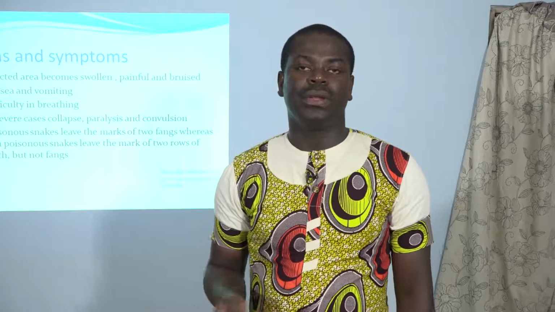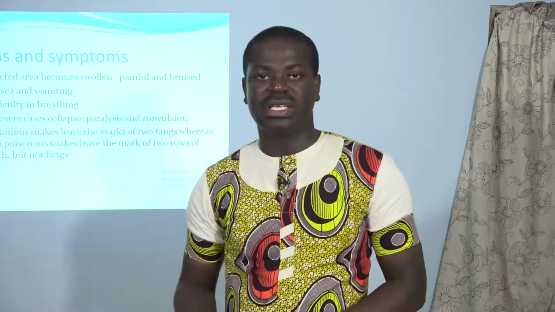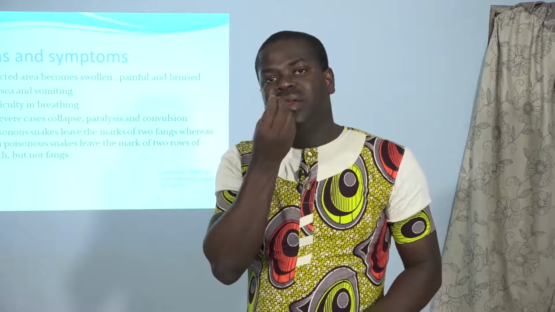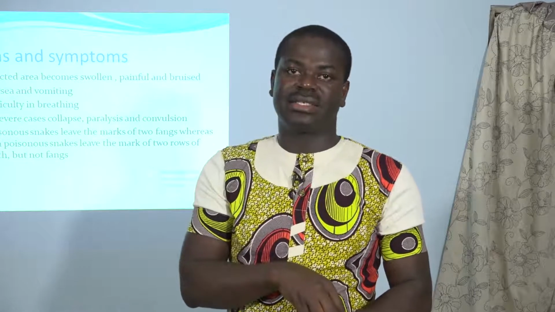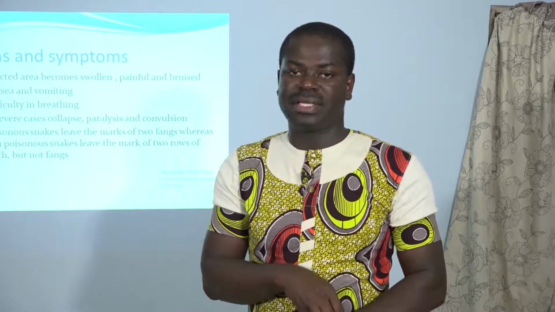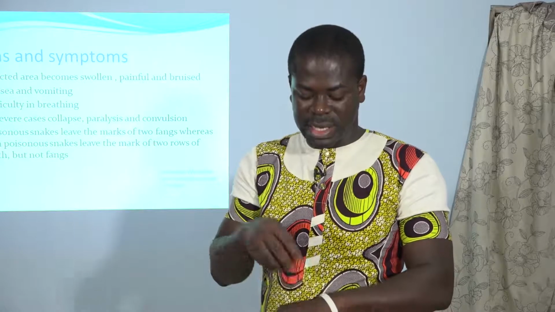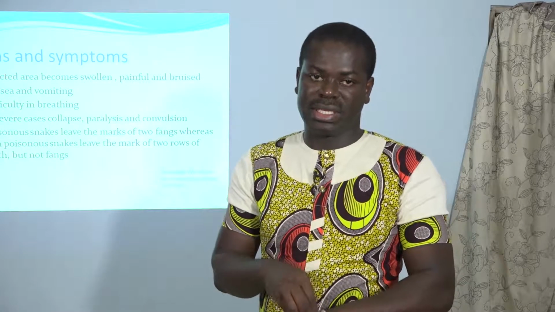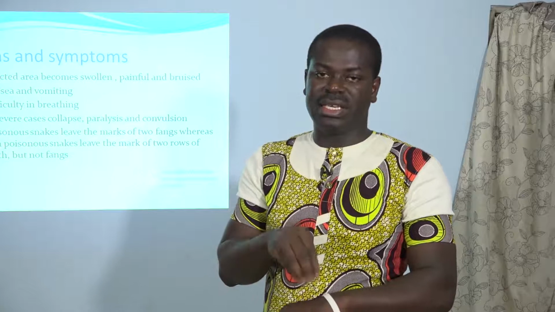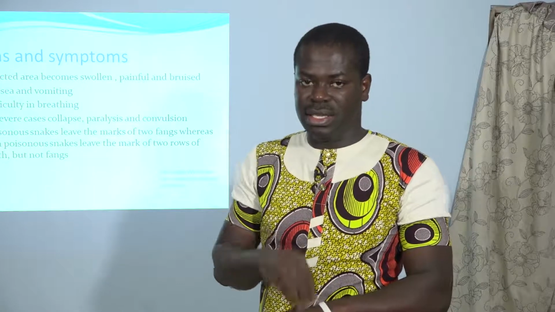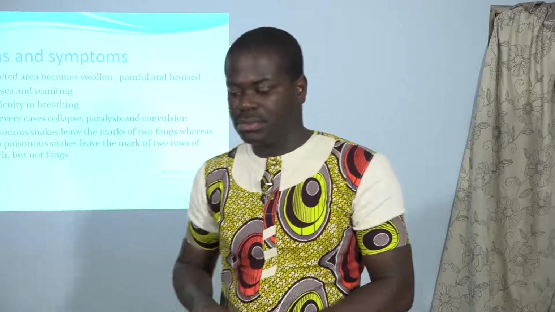So, for you to know the difference between a poisonous snake and a non-poisonous snake, poisonous snakes leave their fang. When they bite, they leave some membrane of the teeth inside of the area bitten. But non-poisonous snakes, they do not leave anything. It is just the row of the teeth that is left on your skin. It doesn't leave the fangs on your skin.